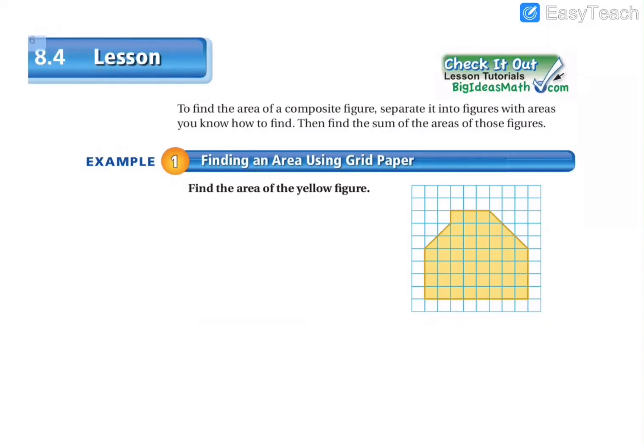So, okay, getting started on example 1. The book does kind of a crazy way for this one, but I'm going to show you something that I think makes a little bit more sense. You can tell this is obviously an irregular shape. There's nothing that we can call this other than 1, 2, 3, 4, 5, 6, 7, 8 sides. It's an octagon. It's an irregular octagon.